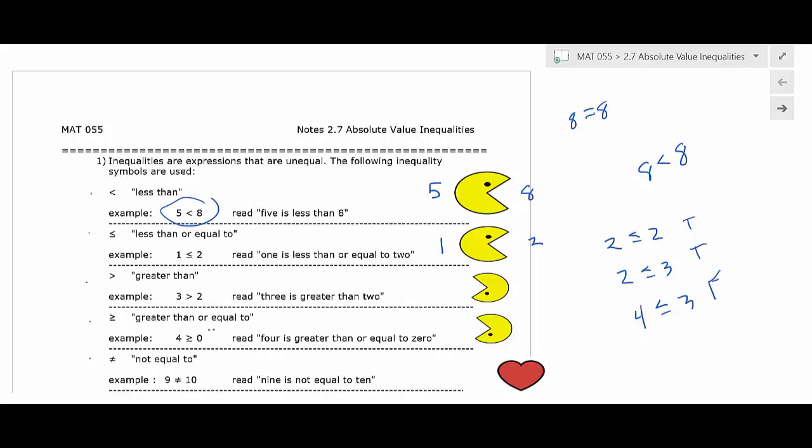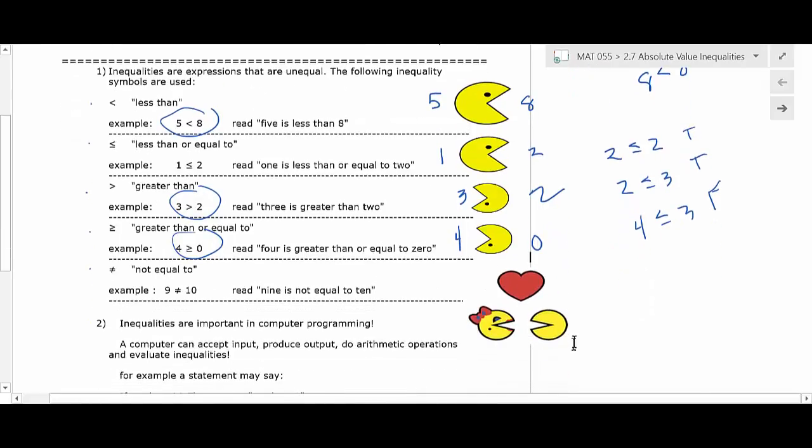And then it just goes the other way. If you have 3 greater than 2, Pac-Man eats the 3, like that. That's an upside down Pac-Man. 4 greater than or equal to 0 works the same way. Now, why I put a heart on that, I have no idea.